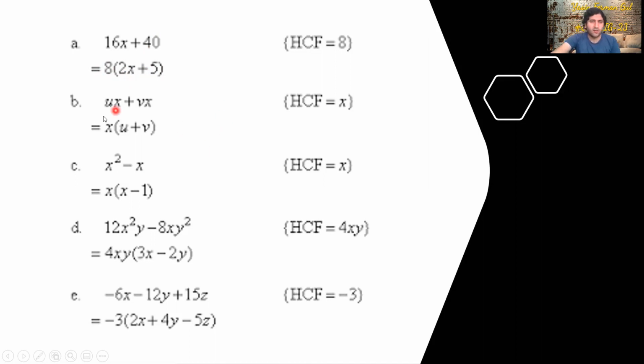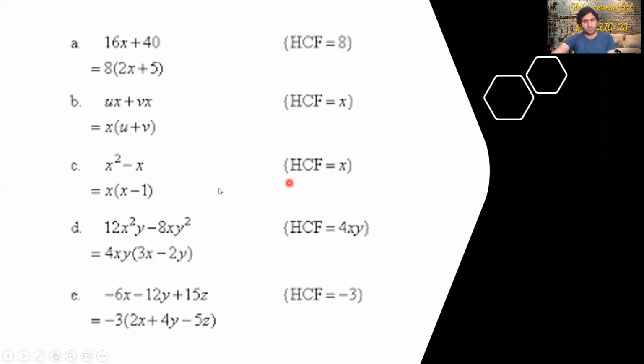Okay. So ux plus vx, what is common here? Obviously x, right? x right here. When we write the common factor here, then what else? How do I get this? To divide it. ux divided by x will be u, right? vx divided by x will be v. x times, do an inverse operation, see if you get the expression. x times u is xu or ux, same thing. x times v is xv or vx, it's the same thing.